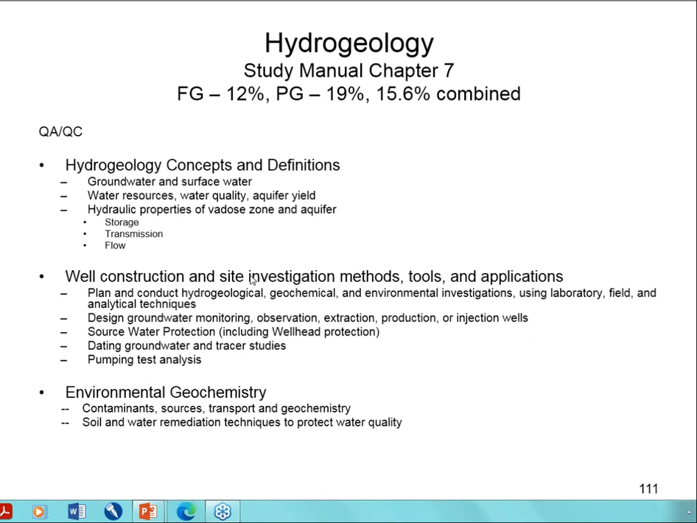The well construction and site investigation is more typically the PG type question, although there might be some questions about wells. But in terms of where to put them, setting up your investigation, that sort of thing is going to be more of a PG type question. And then environmental geochemistry is going to cover the contaminants, their sources, geochemistry, and that, again, more of an FG type of approach, and remediation is going to be more of a PG. Once we identify what's there, how do we take care of it and remediate it?